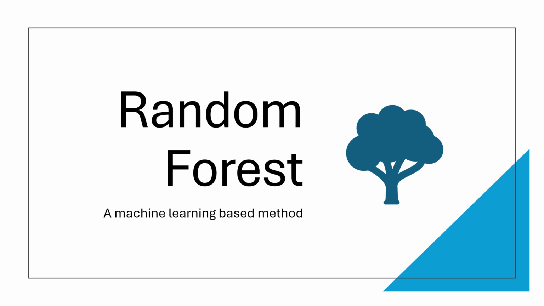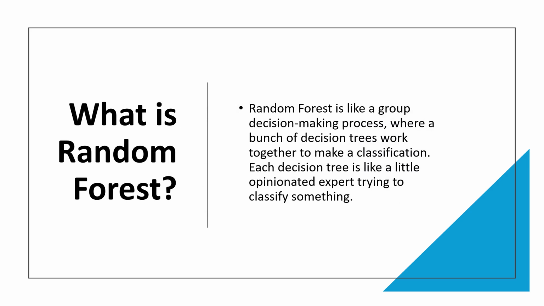So how does the random forest work in machine learning methods? Random forest is like a group decision making process where a bunch of decision trees work together to make a classification. Each decision tree is like a little opinion expert trying to classify something. So how will it work?